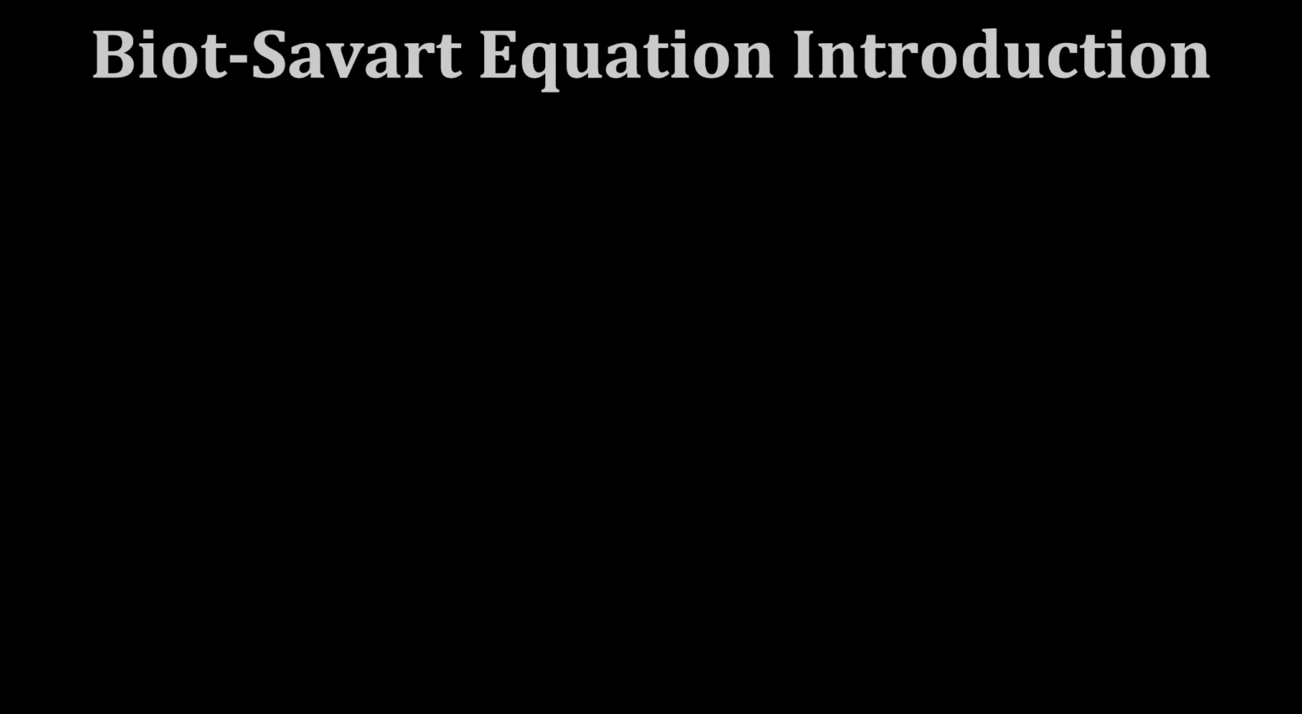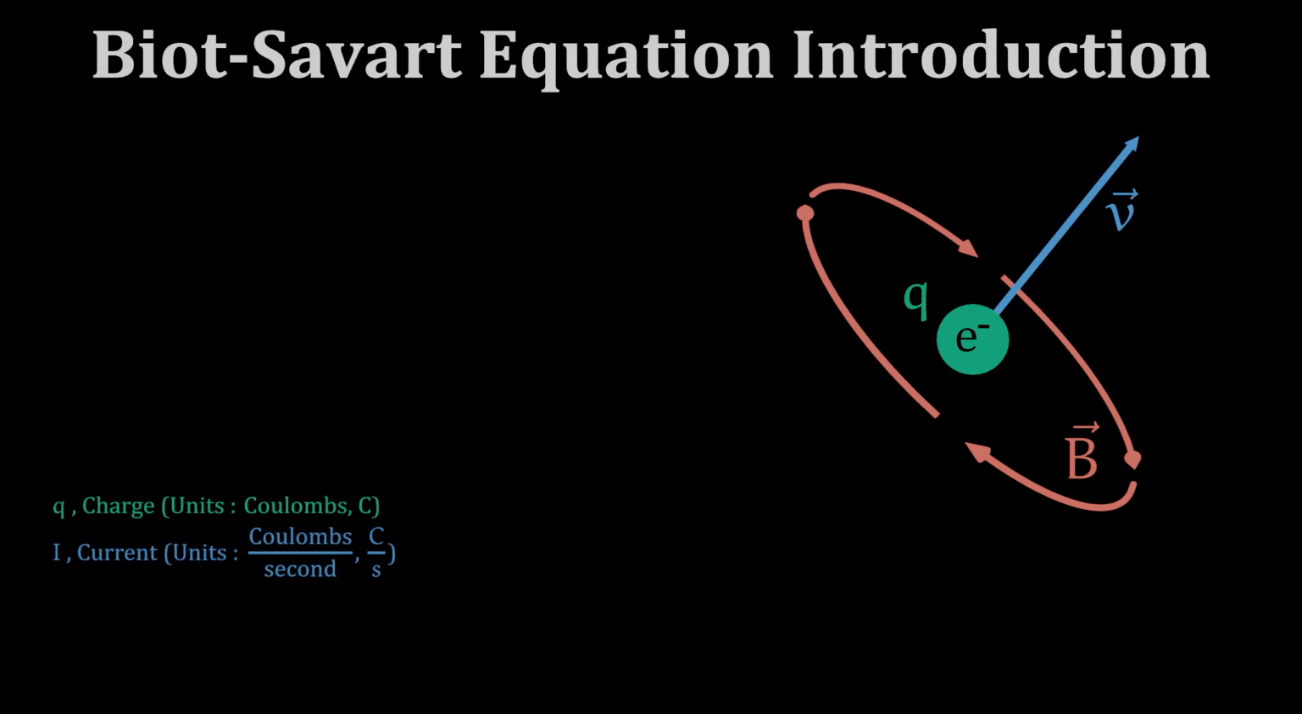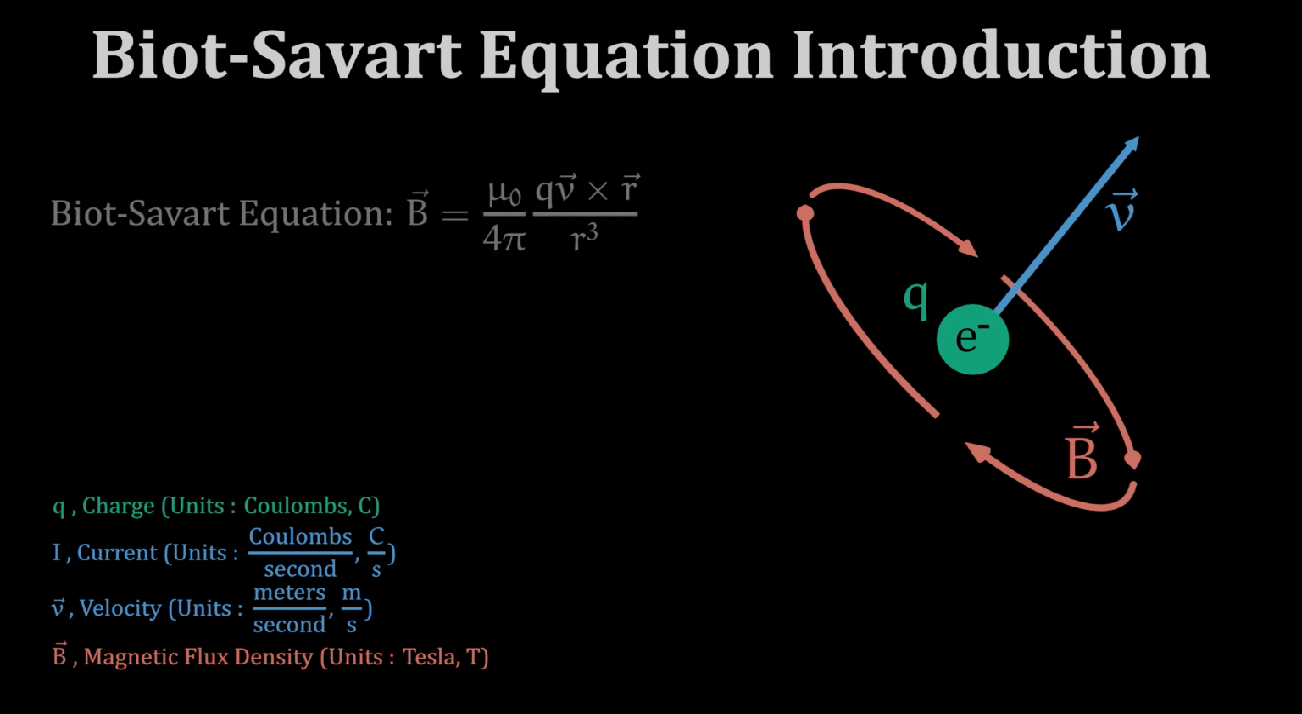The Biot-Savart equation comes from the fact that a charged particle, moving with some velocity, creates a magnetic flux density field, or B field, in all space. The equation looks like this.